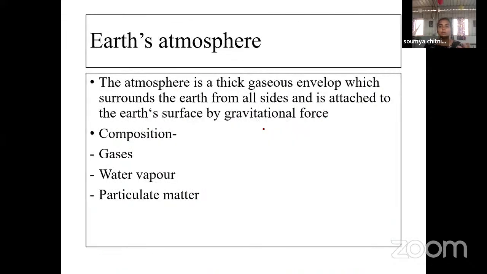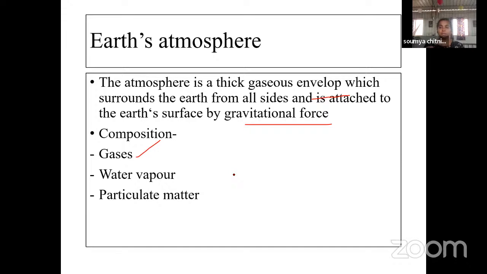All right. So now coming to the second part, that is Earth's atmosphere. Which is very important, which is why we all are living well today, right? So the atmosphere is nothing but a thick gaseous envelope which surrounds the earth from all the sides and is attached to the earth's surface by gravitational force. So this thing I hope everybody knows, that atmosphere is a gaseous envelope. So what exactly is this atmosphere composed of? It is composed of gases, water vapor and particulate matter.